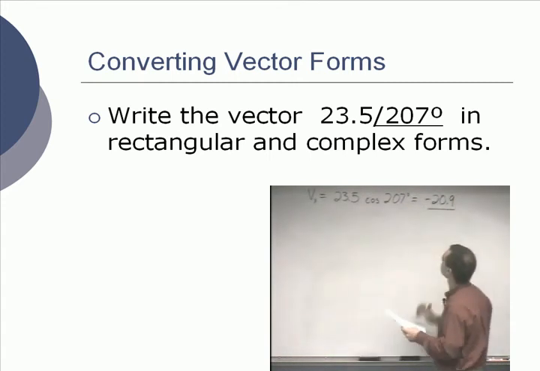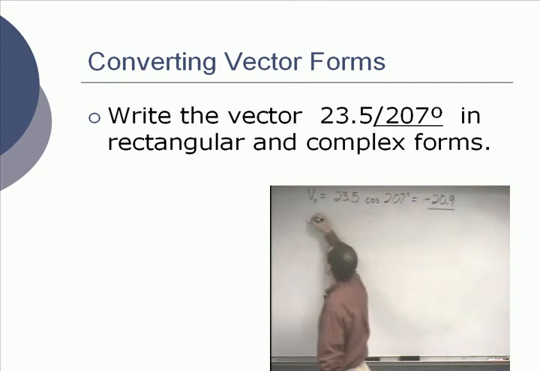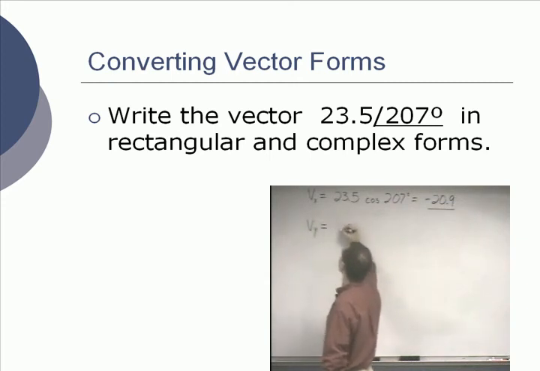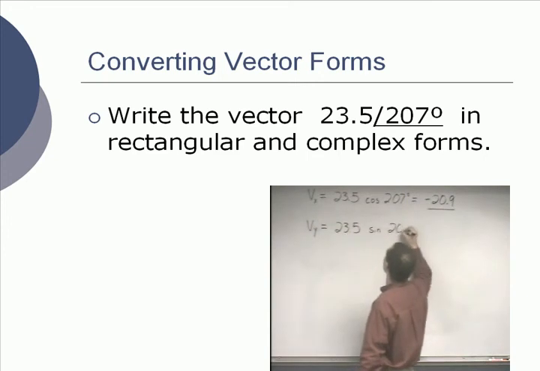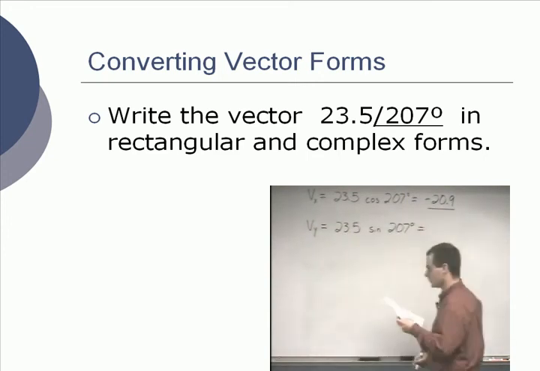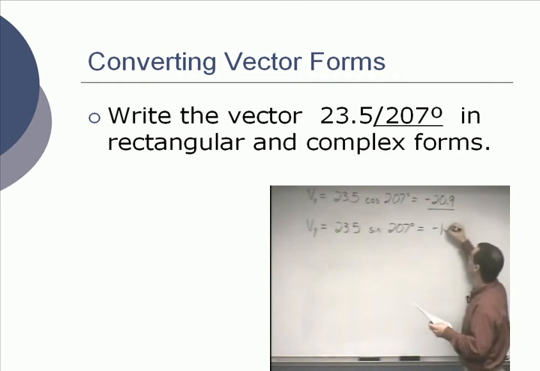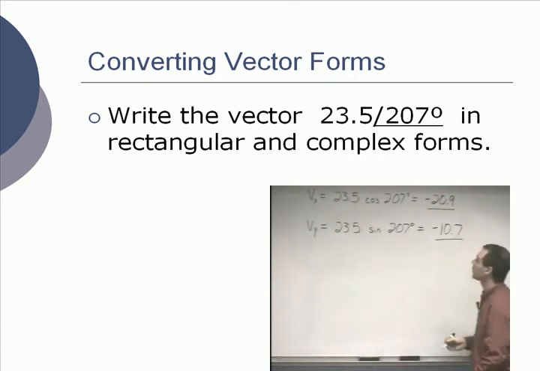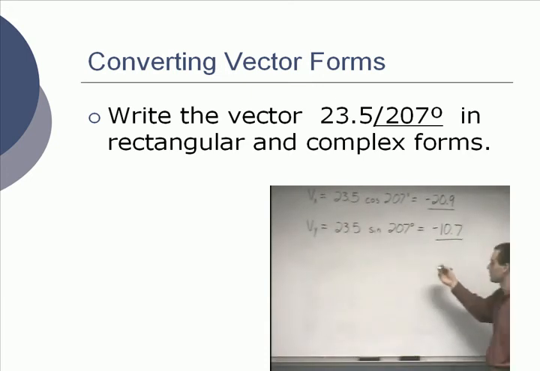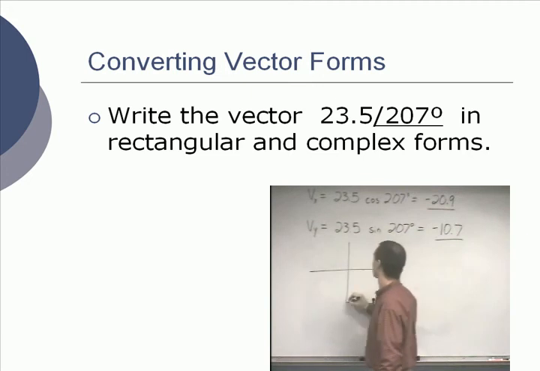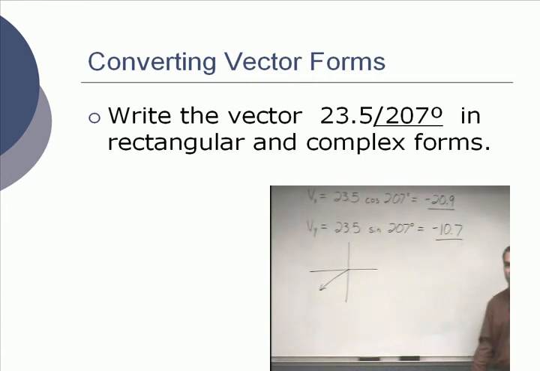The y-coordinate will be given by 23.5 times the sine of 207 degrees. Now here again, the x component and y component were both negative. Where's the quadrant where that occurs? It's going to be somewhere down there in the third quadrant. Does that agree with the angle we were given? Yeah, 207 degrees. Okay, so it's consistent.